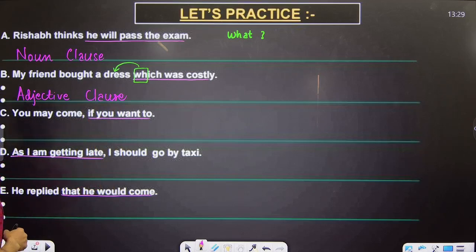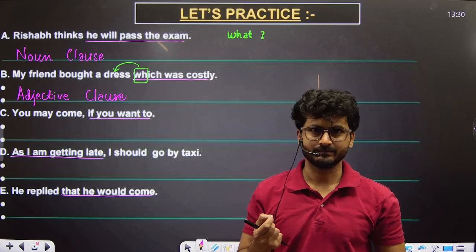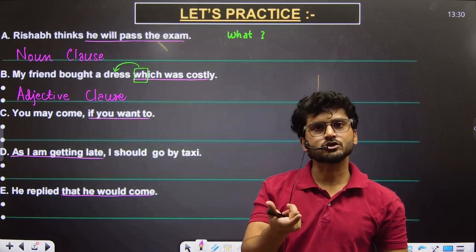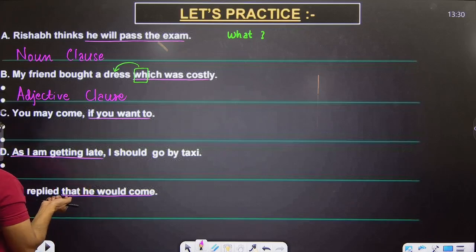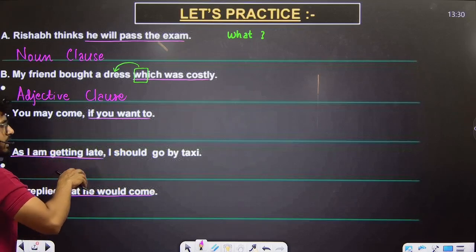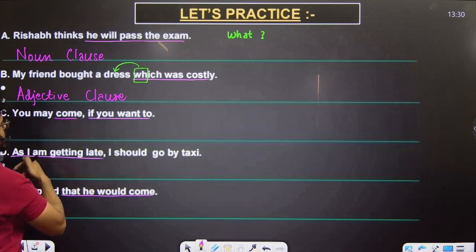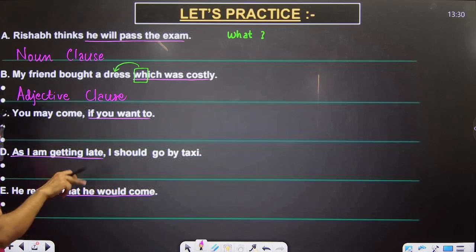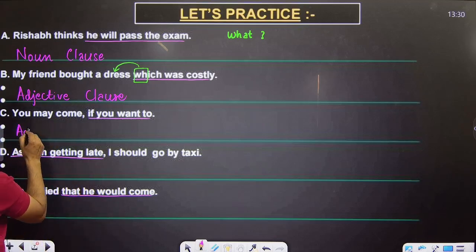Then, you may come if you want. तुम आ सकते हो अगर तुम चाहो तो. That means what? एक कंडीशन लगा दिया गया. If you want, अगर आना चाहो तो आ सकते हो. So if you want, what is happening here? Here you are getting information, modification of what? You are getting modification of come. ओके, वर्ब का मॉडिफिकेशन है. अगर आना चाहते हो तो तुम आ सकते हो. That means what? This is your adverb clause.